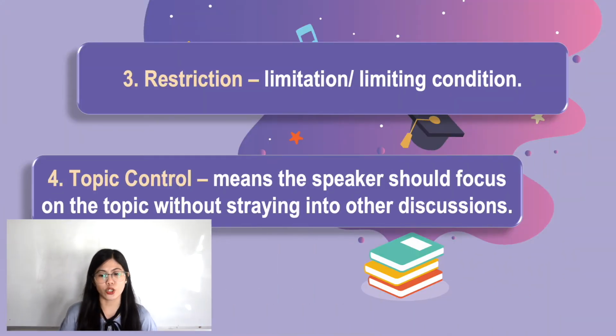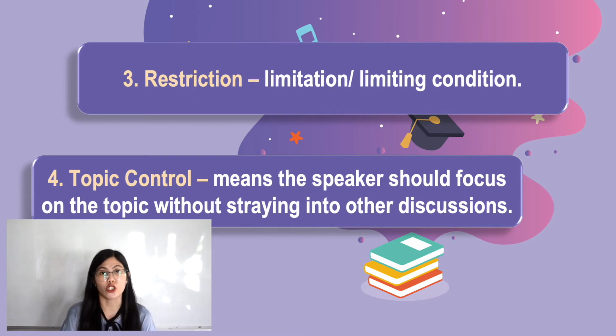Next is the restriction, which means limitation or limiting condition. A speaker must restrict the topic of discussion. The restriction is determined and limited by the amount of time given to a speaker. So since the time is limited, the speaker must make it clear to the audience what he or she wants to discuss or convey. For example, a broad topic may require more than an hour to discuss, but a topic that is properly restricted would have enough time for discussion and even questions.